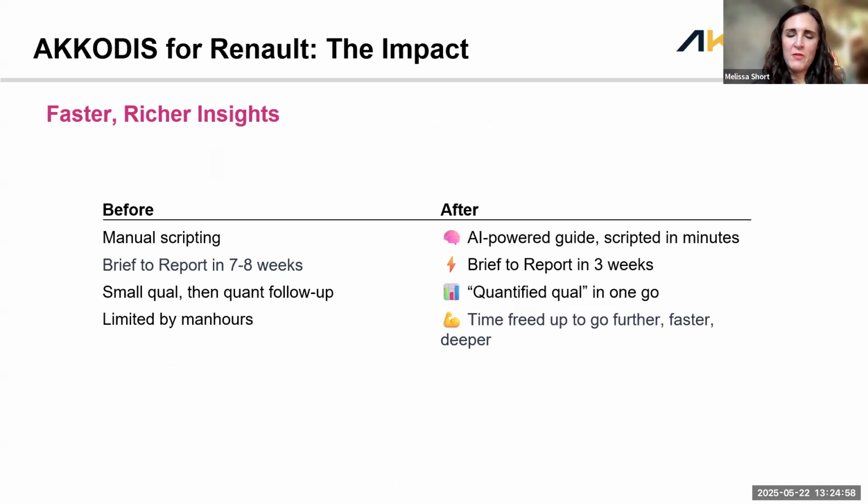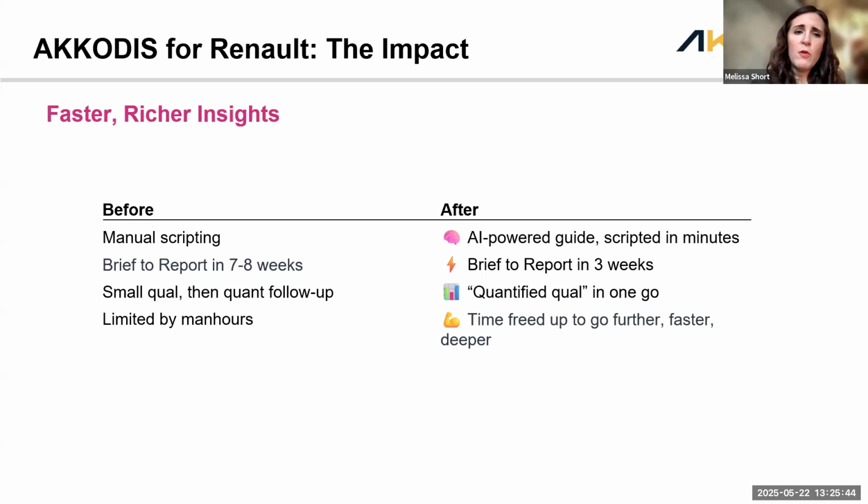So what we got out of this was a before and after. Before, it would have been manual scripting. Now we have Barry doing the guide for us. Before, from brief to report, probably 7 to 8 weeks. You have to do the recruitment, then the small-scale qual, followed by traditional qual, followed by a large-scale quant study to confirm results. All of that takes time, and that's in the best circumstances, nobody's on vacation, that kind of thing. Here we were able to go from brief to report in 3 weeks, with reliable insights at the end that could be attributed back to the general population.